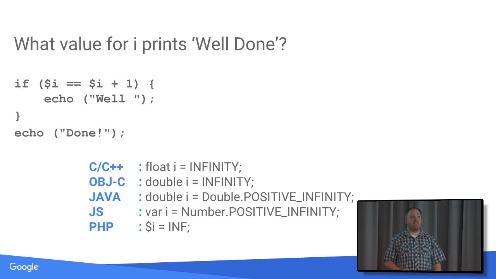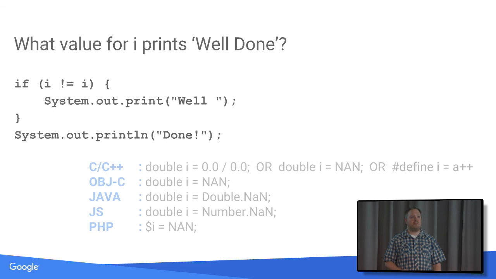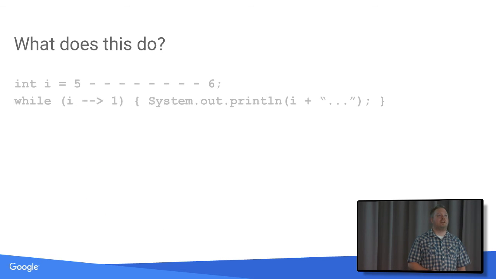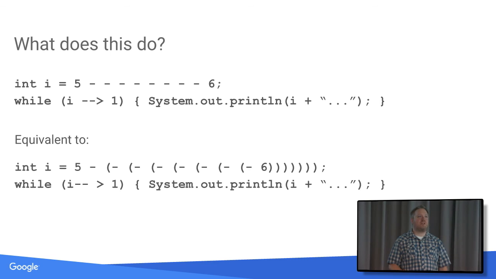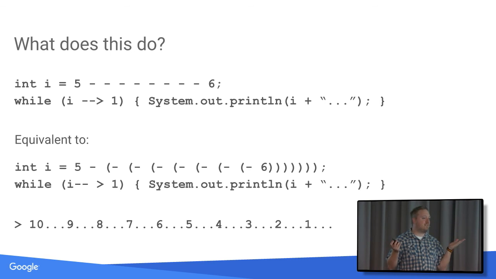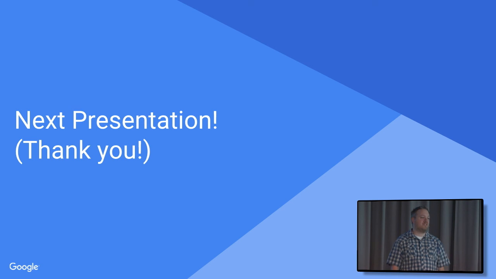So, quick digression there. As we head to our last slide, so what did this do? It basically says 11 as it approaches 1. This essentially prints 10, 9, 8, 7, 6, 5, 4, 3, 2, 1. Time for the next presentation. Thank you very much for listening.